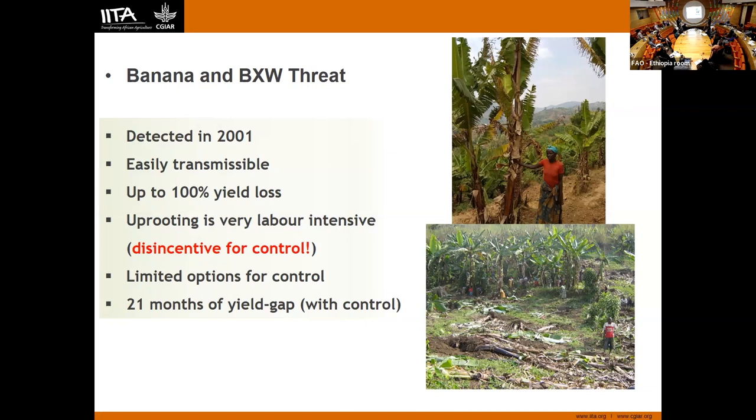One of the major challenges specifically of this disease is that as soon as it attacks a banana stand or grove, it's a 100% loss, because you have to literally cut down the entire plantation to get rid of the disease. The implication for the farmer is almost 2 years, about 21 months, of yield gap, because after you cut, you have to reestablish the stand. And it takes about 2 years before you start to harvest crop from this land again.